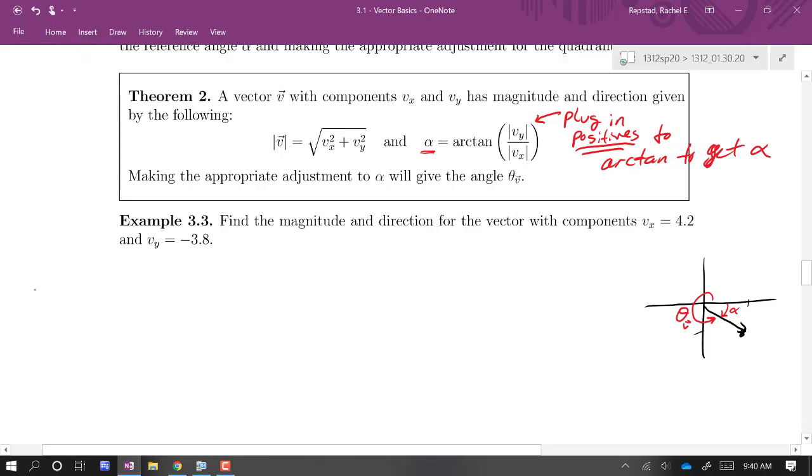Let's go ahead and find the magnitude. I'm using Pythagoras for that. So 4.2 squared plus 3.8 squared.